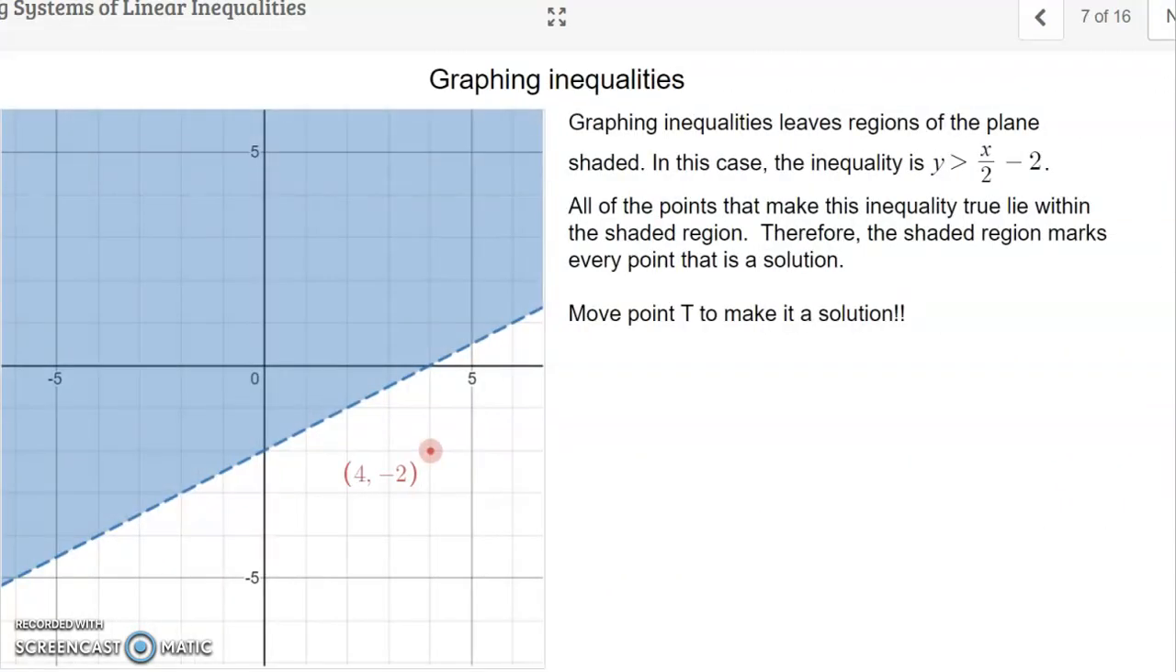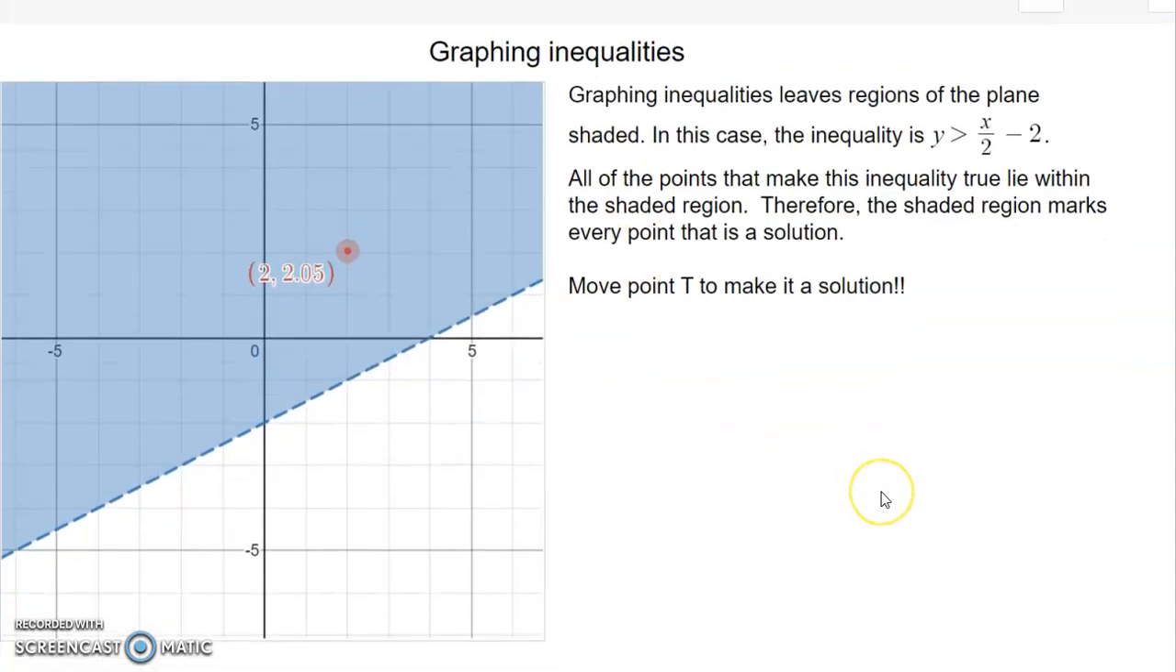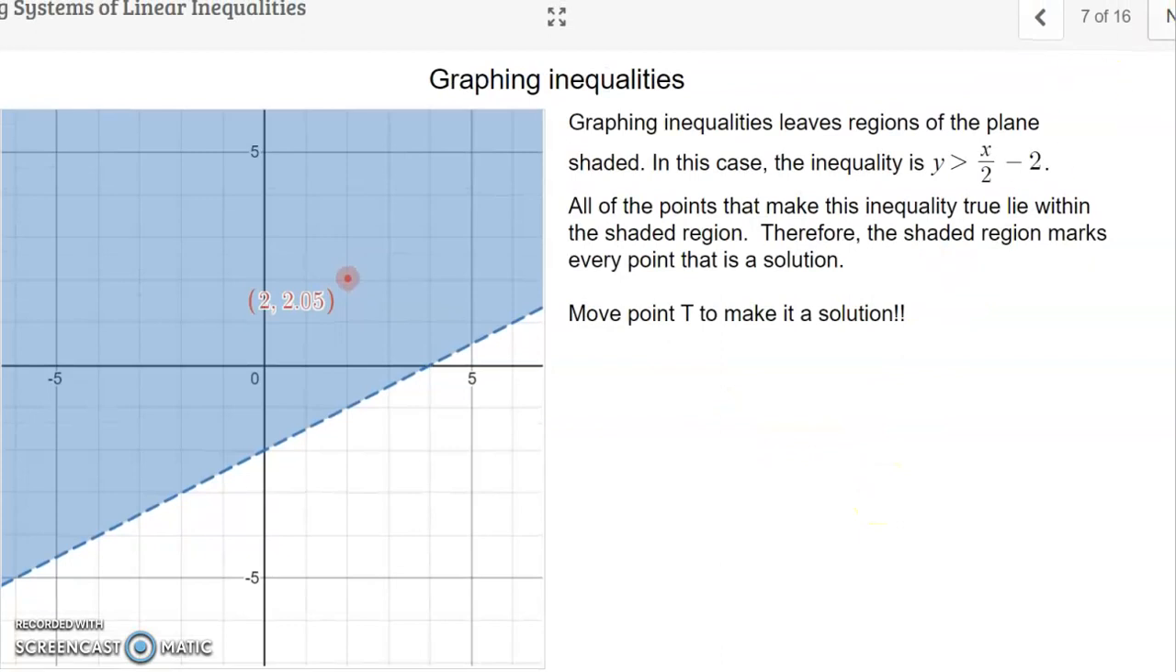All right, number 7, graphing inequalities leaves regions of the plane shaded. In this case, the inequality is y is greater than x over 2 minus 2. All the points that make this inequality true lie within the shaded region. Therefore, the shaded region marks every point that is a solution. Move point T to make it a solution. So let's move this into the shaded region. Okay, that's all I need to do.